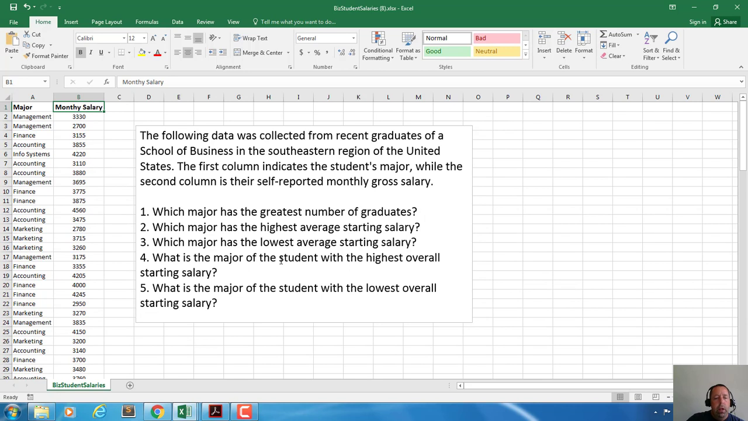Right? So now the question is, which major has the greatest number of graduates? Which major has the highest average starting salary? Which major has the lowest average starting salary? What is the major of the student with the highest overall starting salary? And what is the major of the student with the lowest overall starting salary? Right. So 5 different questions.